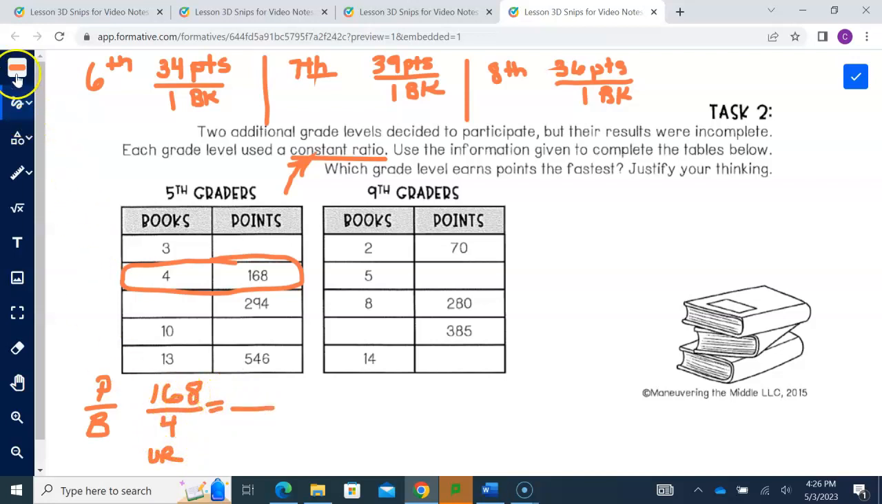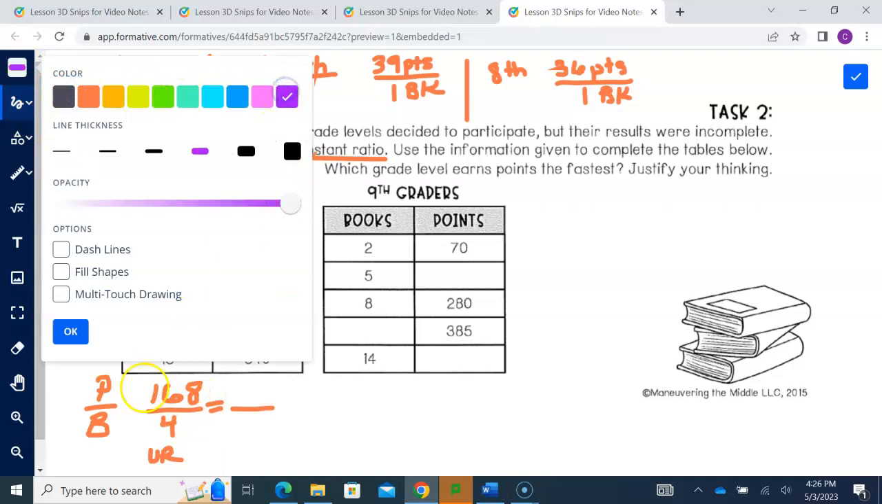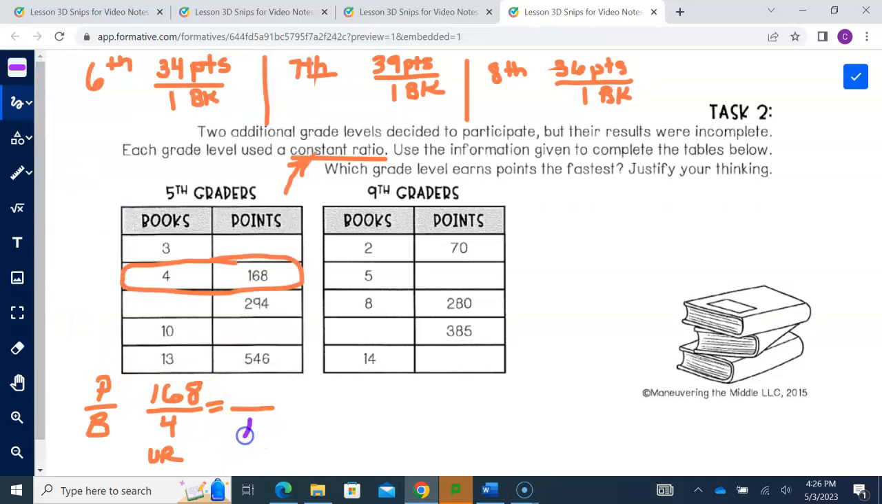is that a unit rate means we have to have a 1 in that bottom of the fraction. We have to have a 1 here, and right now it's a 4. To get a 1, I have to divide 4 by itself. What you do to the bottom, you have to do to the top. And when we divide 168 by 4, we get 42. So for every book that those 5th graders read, they earn 42 points. Hey, they're beating out the 7th grade now.